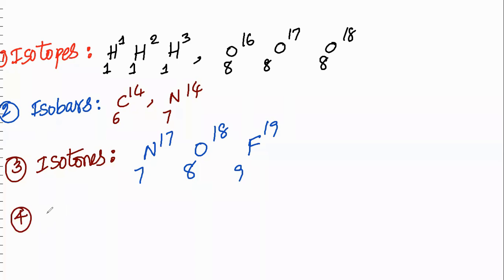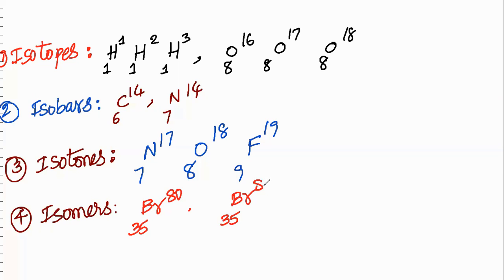Next, isomers. Atoms of the nuclei having the same mass number, same atomic number, with different radioactive properties are called isomers. So bromine 35Br80, either in a ground state or in an excited state, we'll take bromine 35Br80 only. These are called isomers. This is related to the concept.